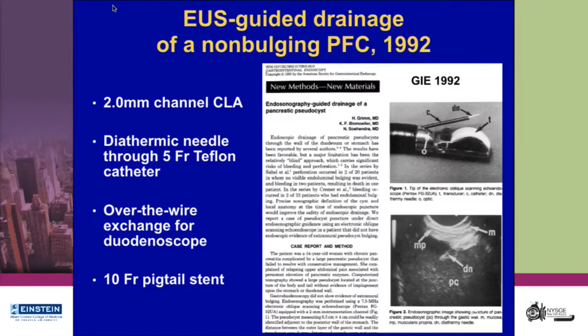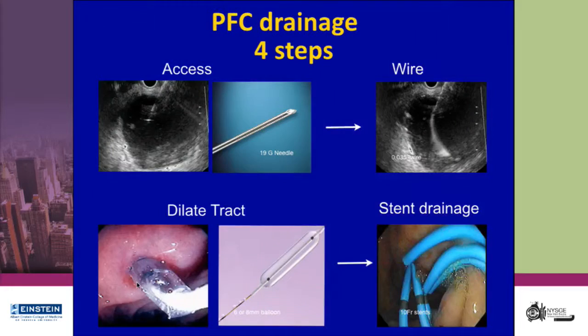I was in Hamburg working with Nib Soehendra. In 1992, I and my coworkers there published on the first EUS-guided drainage of a pancreatic fluid collection. This was a non-bulging pseudocyst, so it was not a candidate for endoscopic drainage, although at the time we were draining these endoscopically. So we used a prototype curvilinear array echoendoscope from Pentax with a 2.0 millimeter channel, which meant that after we placed the wire in the pseudocyst under EUS guidance, we had to switch out for a duodenoscope, and then we placed a 10 French stent. So that was the first EUS-guided drainage.